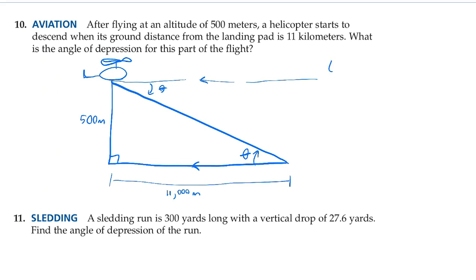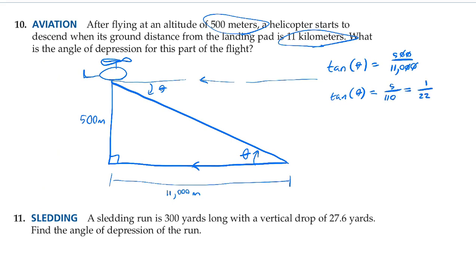So we get that the tangent of the angle equals 500 over 11,000, because we had to convert meters and kilometers to be the same unit. So we get that the tangent of theta equals 5 over 110, since the 100s cancel out. And so that's 1 over 22.